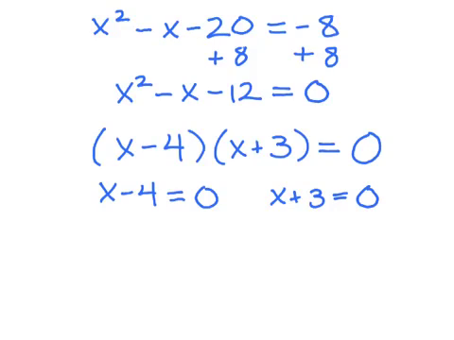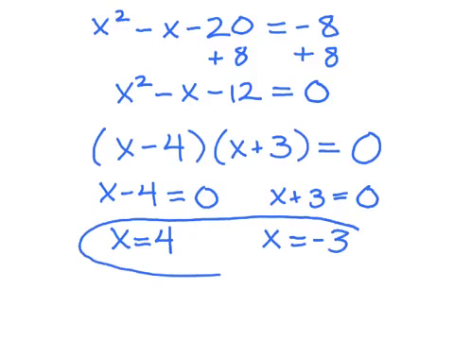So the first one, x - 4 = 0, well, that happens when x is equal to 4. Therefore, one of my solutions for this problem is 4. The other one, x + 3, is equal to 0 when x is equal to negative 3. And that's the other solution to this problem. So these two together give me my two solutions, 4 and negative 3. There you go.